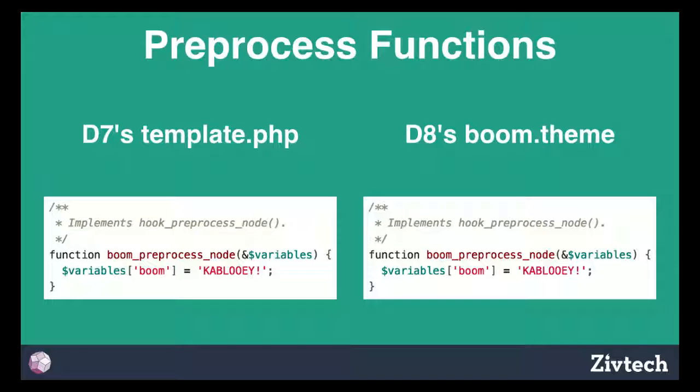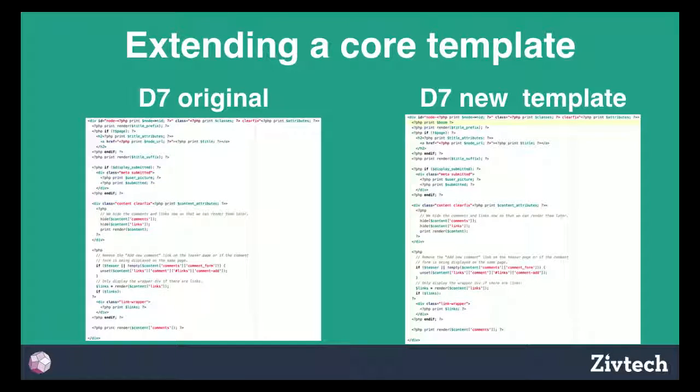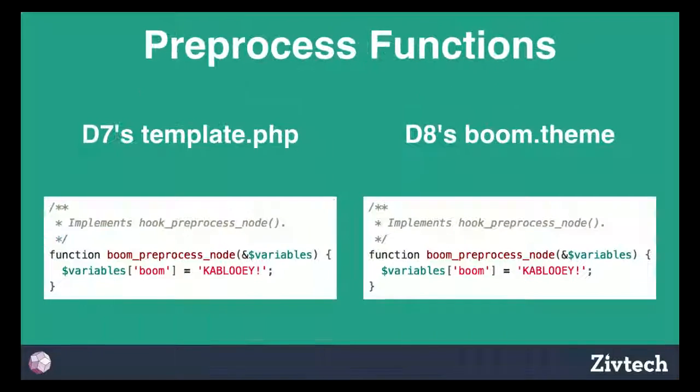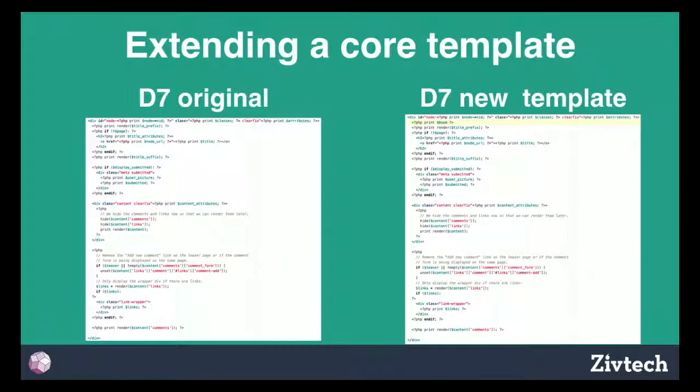While you're at it, again, this is our preprocess. You can see here I'm just adding a variable called boom and setting it to kablooey. In Drupal 7, how would we now print that variable? Well, in Drupal 7, we'd take the entire template, we'd copy it out, like I was talking about, and up here we'd add print boom. And what do we need to do if we want to modify this template? Well, we need to make sure that we've copied it into any of the child templates that follow the same pattern.